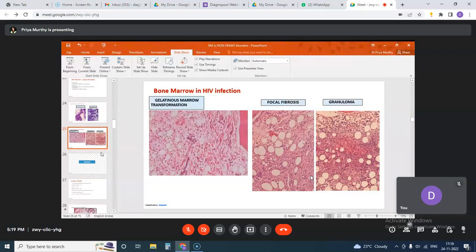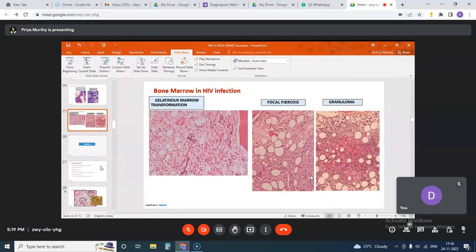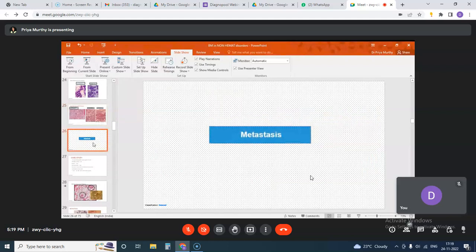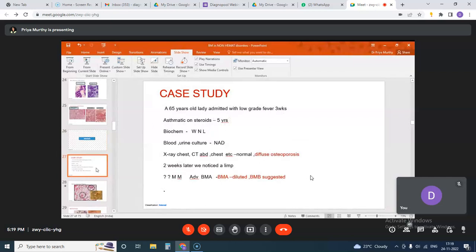So, bone marrow biopsy is very useful in the study of bone marrow infections. Whenever we have a case of pyrexia of unknown origin, aspirate and biopsy done together will give us a lot of information. We can rule out a lot of infections. Coming to the next category, which is metastasis. Let's begin with a case study.